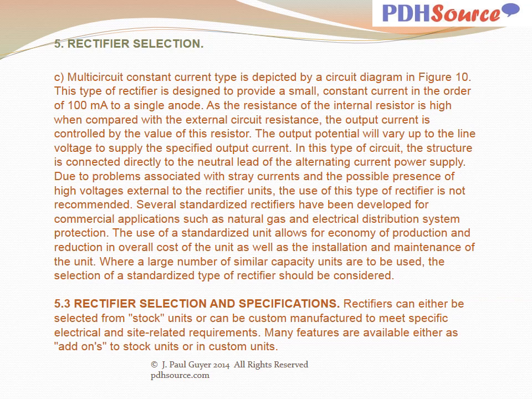The use of a standardized unit allows for economy of production and reduction in overall cost of the unit, as well as the installation and maintenance of the unit. Where a large number of similar capacity units are to be used, the selection of a standardized type of rectifier shall be considered. Rectifiers can either be selected from stock units or can be custom manufactured to meet specific electrical and site-related requirements. Many features are available either as add-ons to stock units or in custom units.